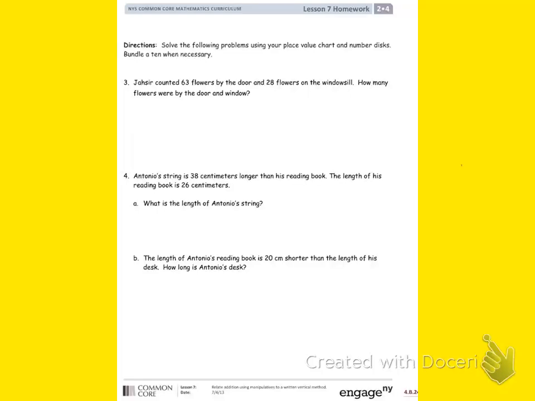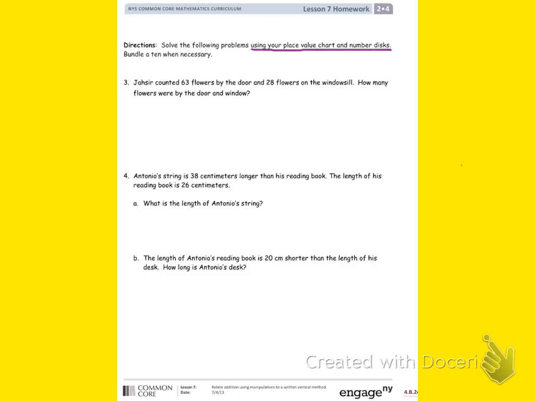Module 4, Lesson 7's objective is to relate addition using manipulatives to a written vertical method. Directions: solve the following problems using your place value chart and number discs. Bundle a 10 when necessary. I'm going to underline "using your place value chart and number discs" in order to remember to follow the directions.